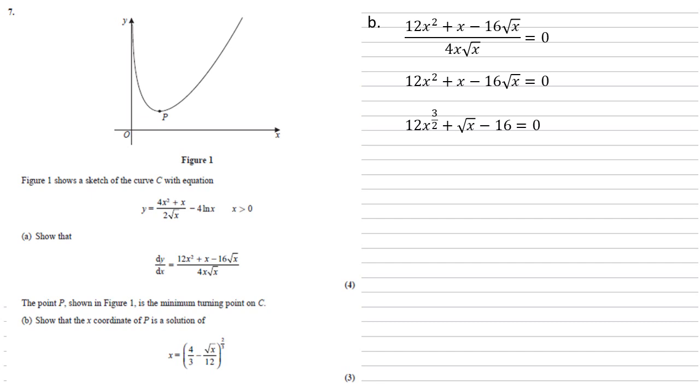Again, compare this to what we're aiming for. In the answer we're aiming for, 12 is on the bottom of a fraction. So let's divide everything through by 12 to give x to the 3 over 2 plus root x over 12 minus 4/3. This is looking a lot more like the answer now. So subtracting the root x over 12 and adding 4/3 to both sides gives us x to the power of 3 over 2 equals 4/3 minus root x over 12. Finally, raising both sides to the power of 2 over 3 will cancel out on the left, so we get x comes over to the right to give us (4/3 minus root x over 12) to the power of 2/3 as required.